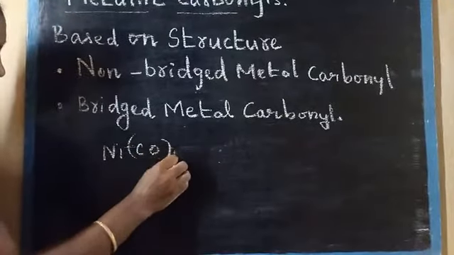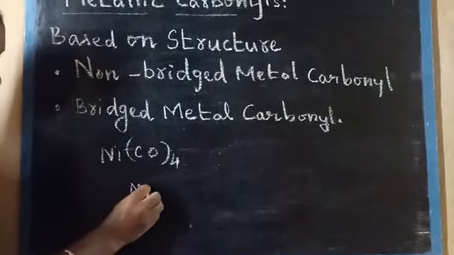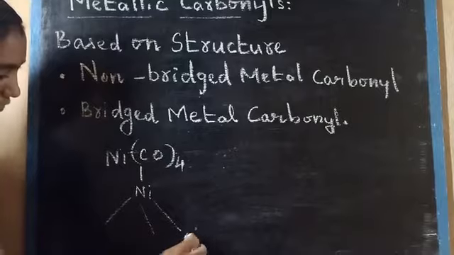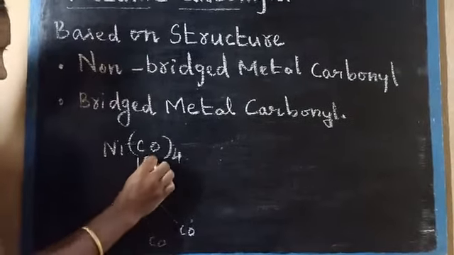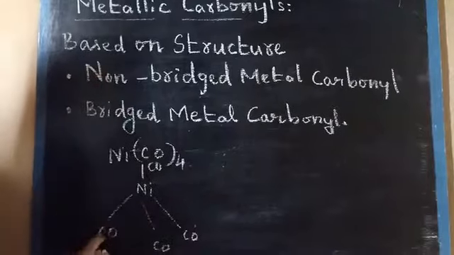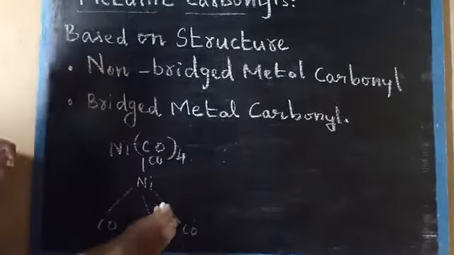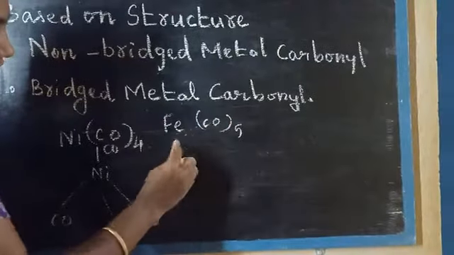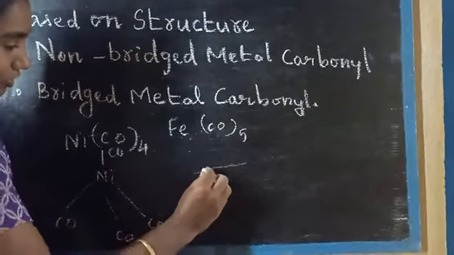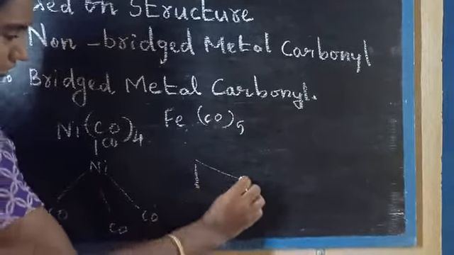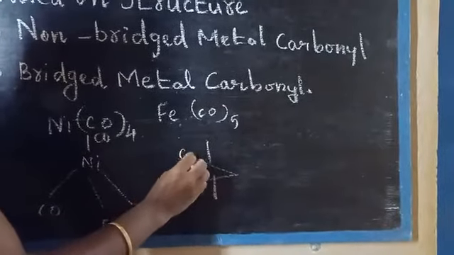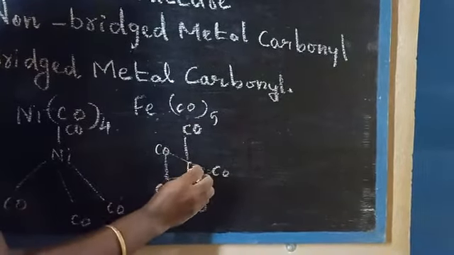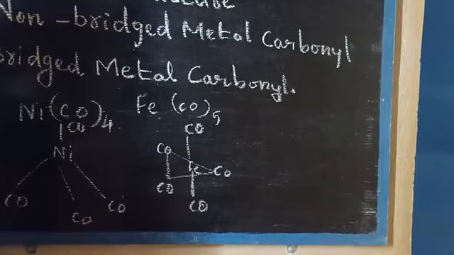See this example, Ni(CO)4, nickel, only one metal. Now with four ligands it is a tetrahedral shape, with CO, CO, CO, CO. Here I have no bridge, so non-bridged metal carbonyl. Next example, Fe(CO)5. Here five ligands, so trigonal bipyramidal, with five CO around the center Fe.